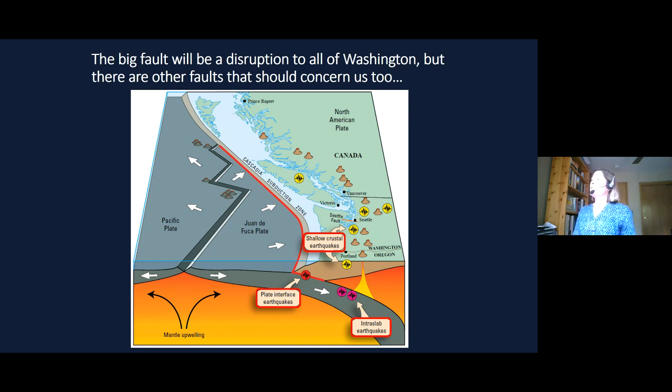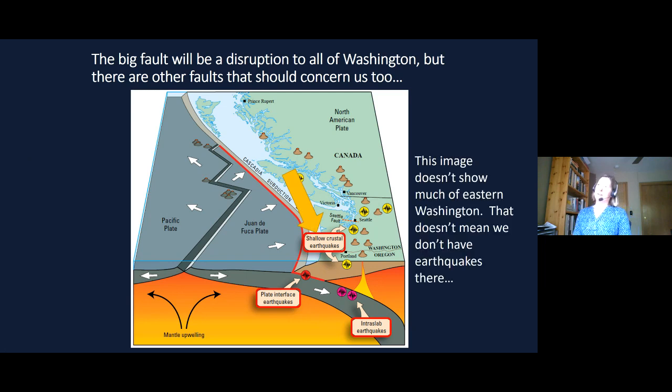I'm going to focus in this presentation on another type of earthquake. As the North American plate is being squeezed by the two plates coming together, it also moves and deforms and creates earthquakes. And those earthquakes happen in a very shallow part of the crust of the Earth, and so they're very close to our communities, and so they're important to study and understand. And so those are the ones that I'm going to be focusing on for most of the rest of this presentation. Now, this image doesn't show much of Eastern Washington, but that doesn't mean we don't have earthquakes there.